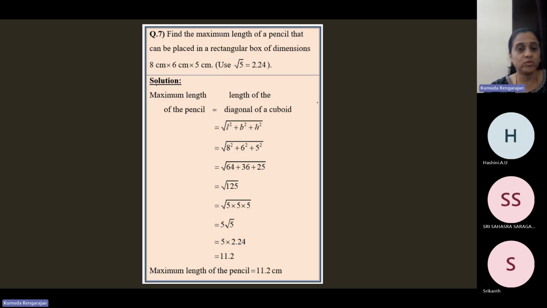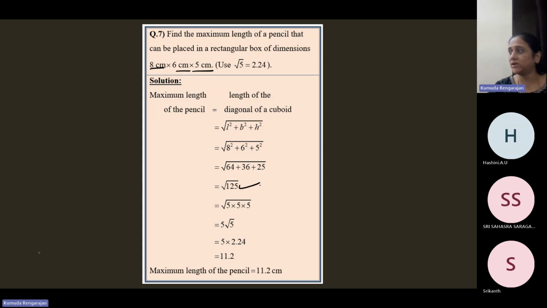Children, not to get confused, don't say 8x, 6x, and 5x here. This is not a ratio. This is 8 centimeters length, 6 centimeters breadth, and 5 centimeters height. Always it will be given in that order, LBH. This is the length, not 8x. 8 centimeters is the length, 6 centimeters is the breadth, 5 centimeters is the height. So put it in this formula.